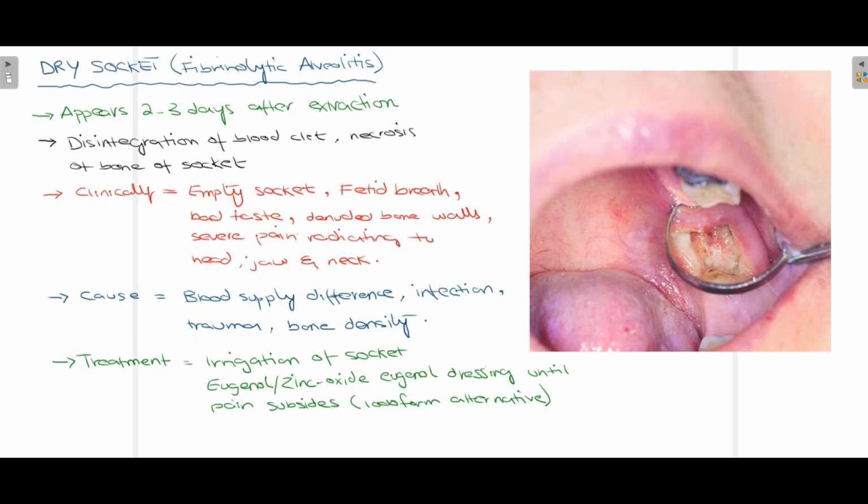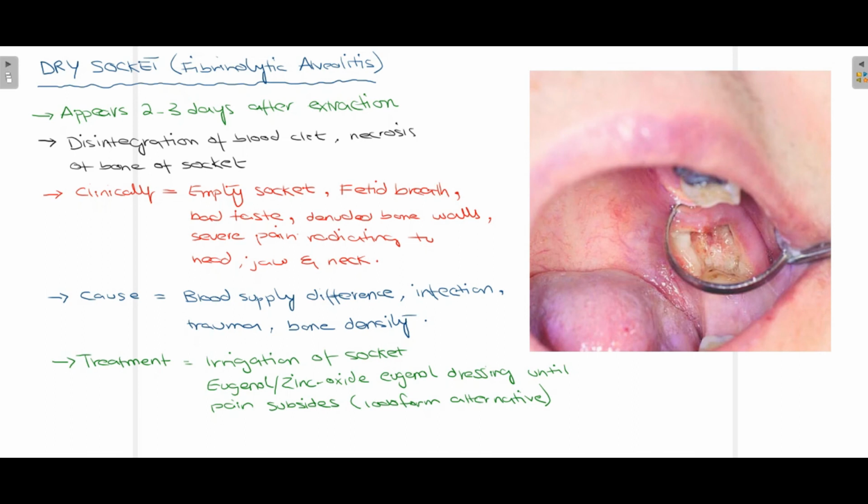Then we perform some dressing. For example, zinc oxide eugenol dressing we perform. This basically helps to relieve the pain of the patient, and this dressing is performed again and again over a period of, for example, 5 days, until the pain of the patient subsides. And we can also go for an alternative such as iodoform. We can also use iodoform to relieve the pain of the patient. So this is how we clinically diagnose a patient who is suffering from dry socket and manage it as a post-operative complication.